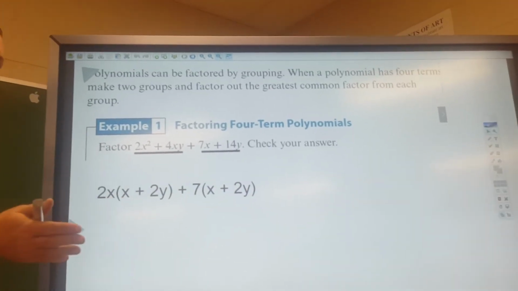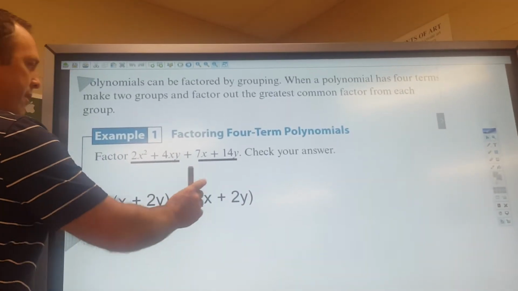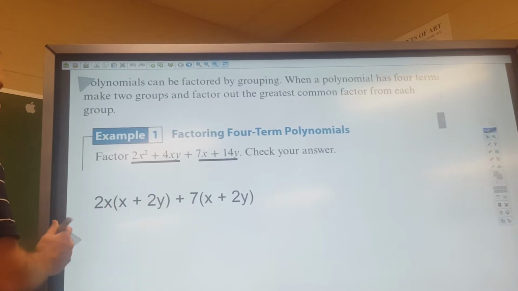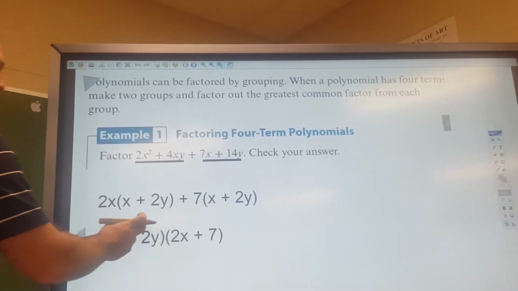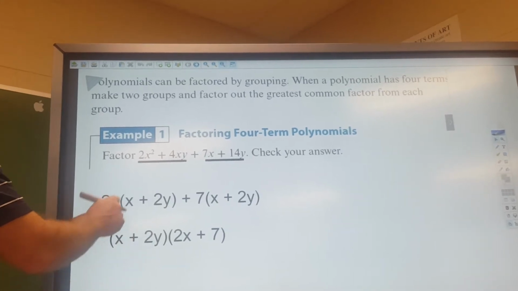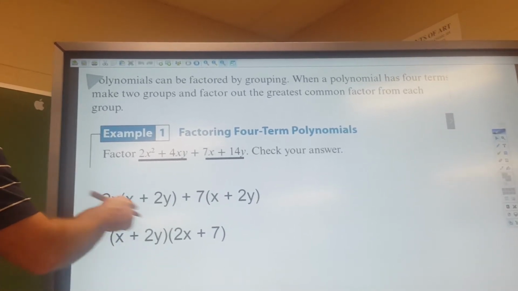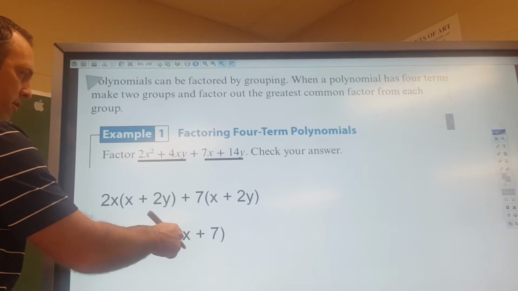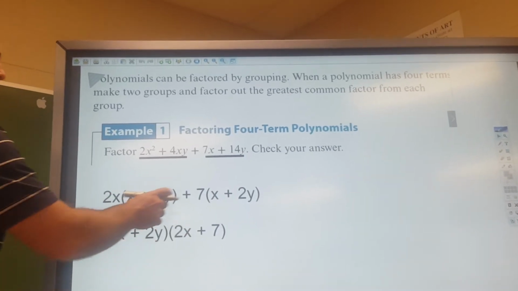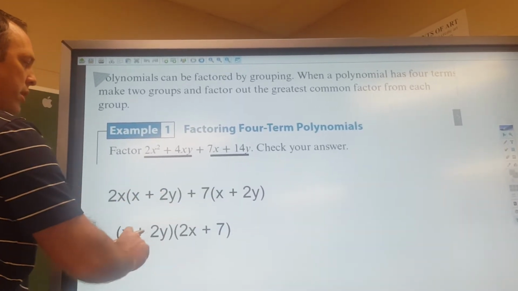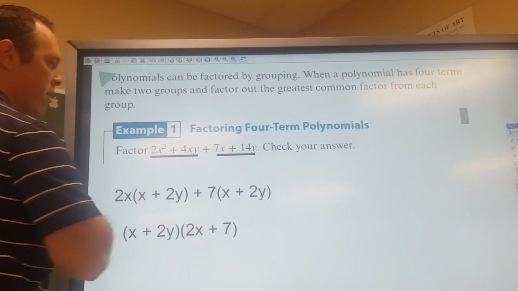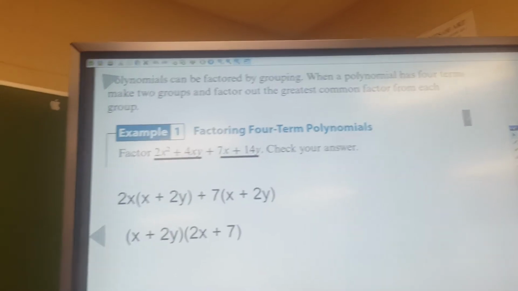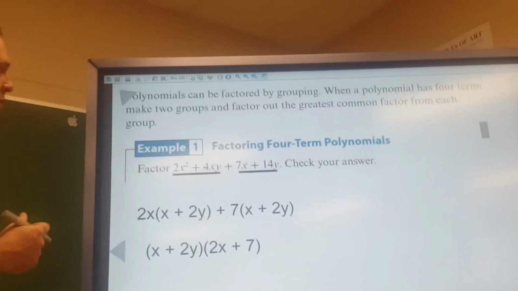Now we experienced this before. We can take that x plus 2y and take it out. If we take the x plus 2y out, what do we need to distribute it to make this the same? We need to distribute it to 2x. And for this term, we took the x plus 2y out, and we need to distribute the 7. So the 2x and the 7 go there and there, and then we have that factor. Just a couple of step problem.